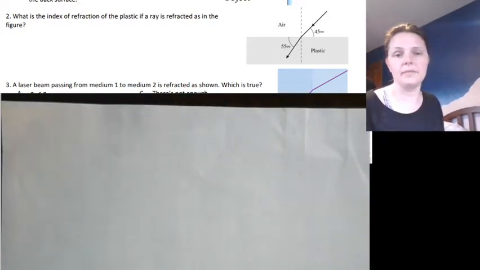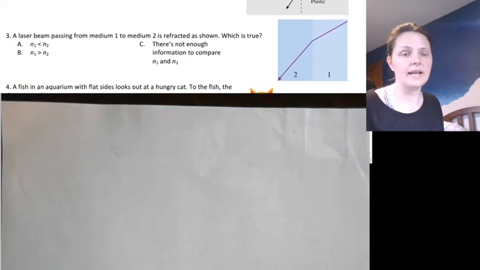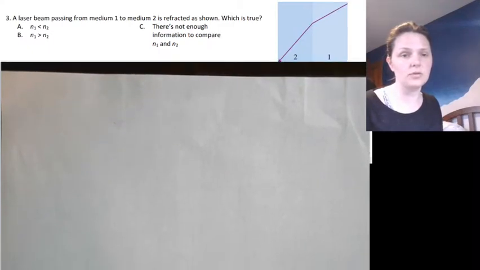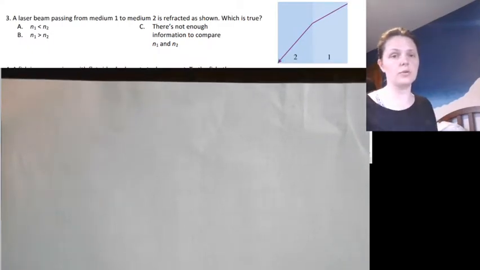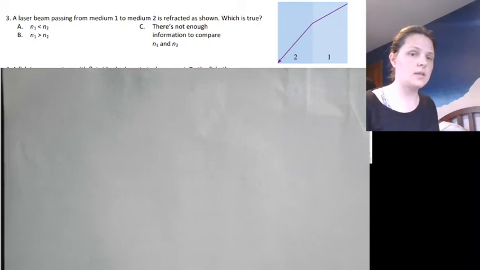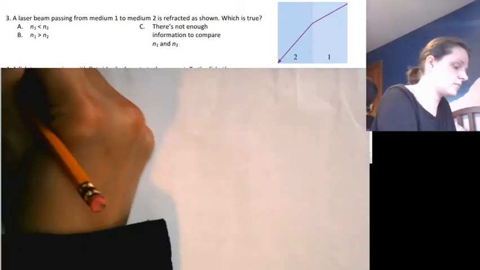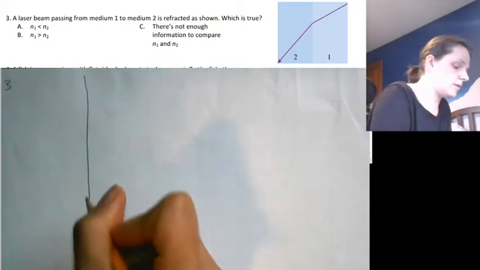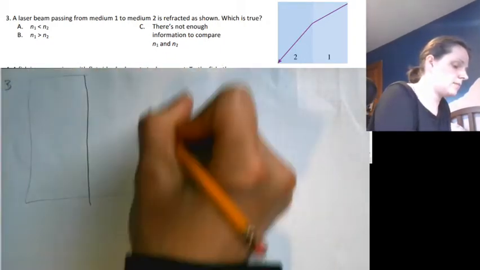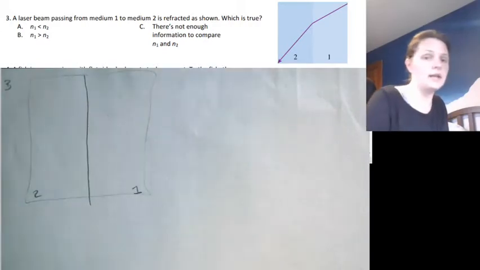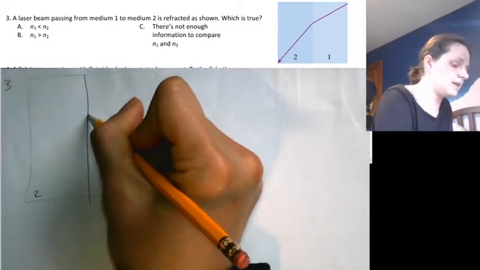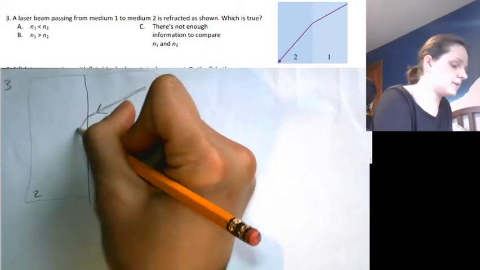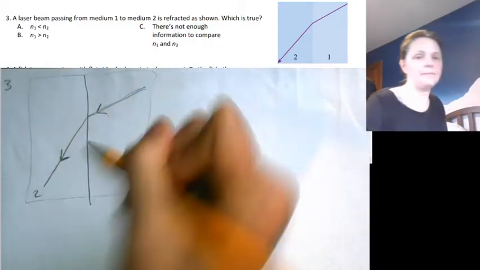The next problem says that I have a laser beam passing from medium 1 to medium 2 as shown, and we want to say what is true about these two things. Okay, so here's medium 2 and here's medium 1, and I have something that's coming in at a fairly shallow angle, and it bends and comes out at a little bit steeper angle like that.